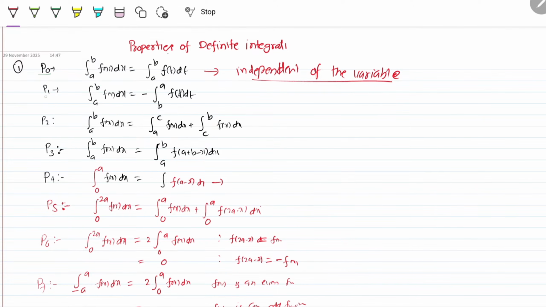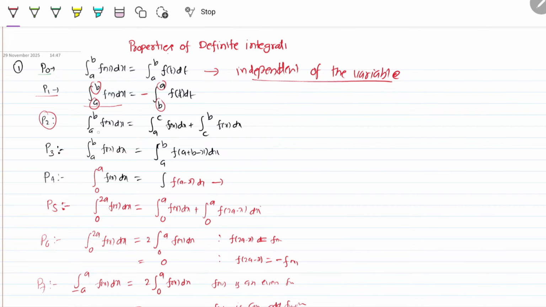Next property P1. According to this property, if there is an integral from a to b of f(x) dx, and you interchange the limits from a to b and write b to a, then you have to put one negative sign in front of the integral. So this is your P1 property. Property number 3, that is the P2 property.